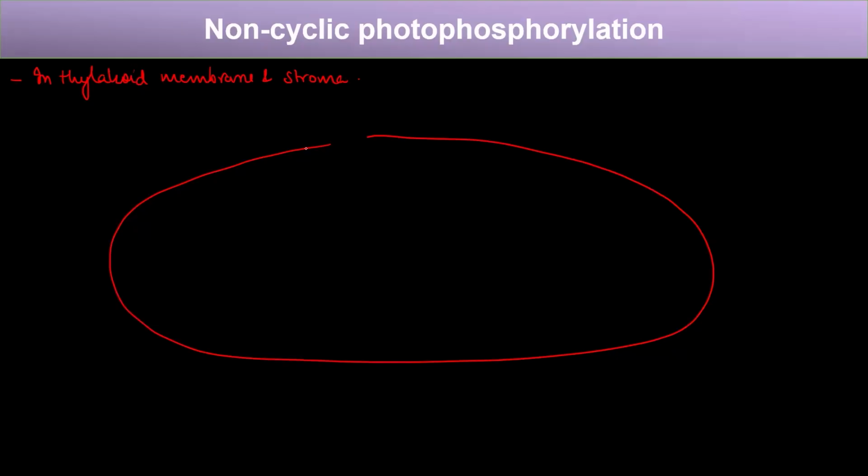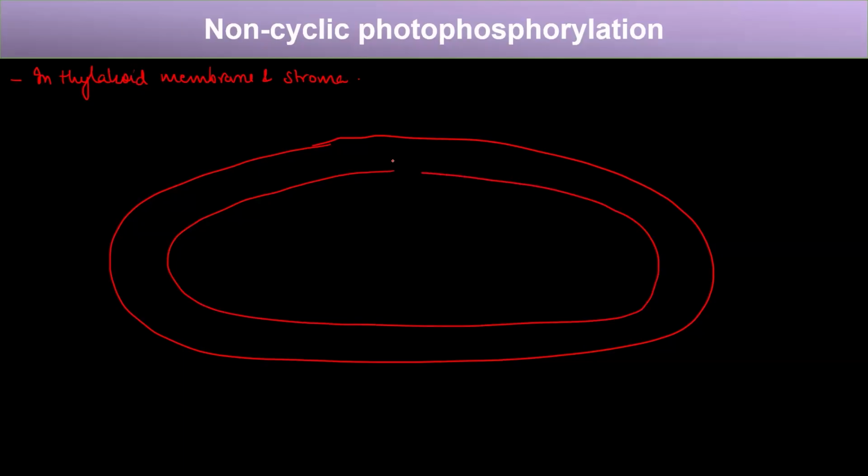So if you remember, I'm drawing a zoomed version of a thylakoid. So this is your thylakoid, right? Now, what we said is that photosystem 1 and photosystem 2, these are two photosystems that are present, and these are responsible for photosynthesis.